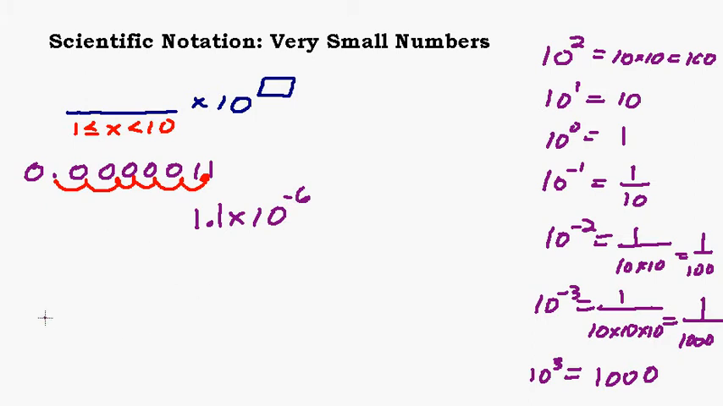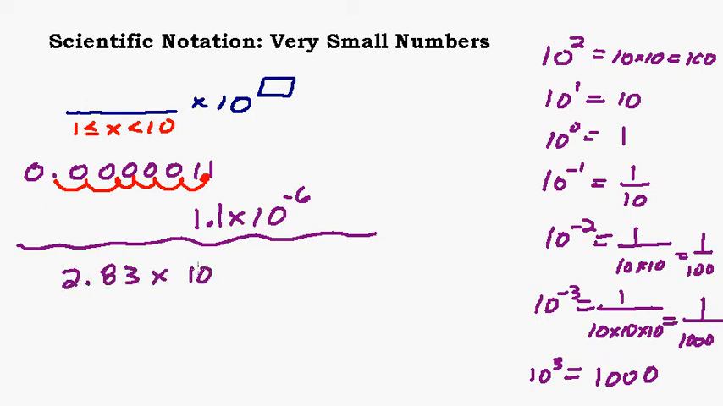Let's try one where I give you the scientific notation and then you write it out the long way. So in scientific notation we have the number 2.83 times 10 to the negative 4. How would you write that out the long way as a decimal?